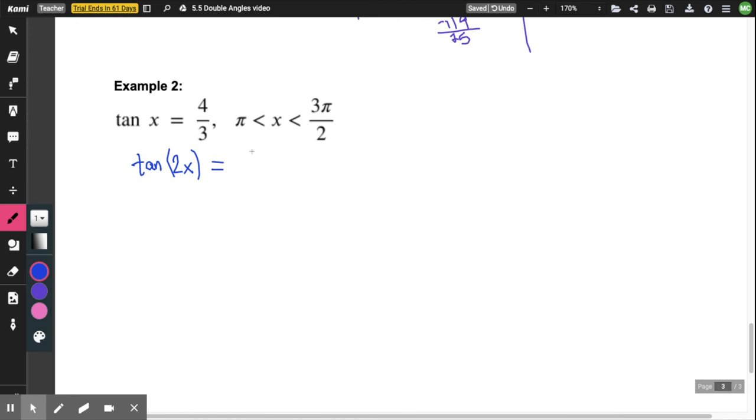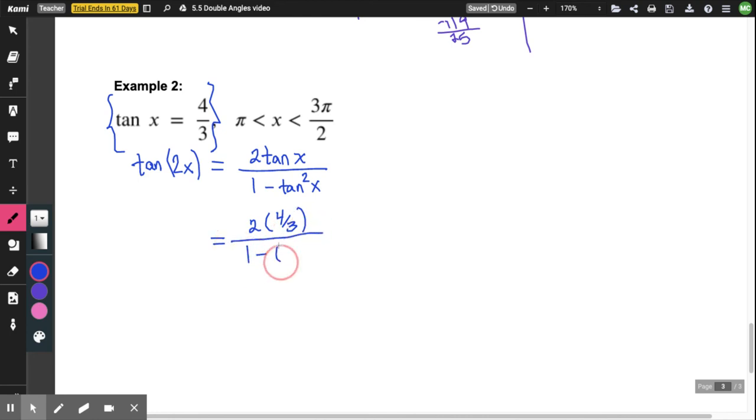I'm going to start by writing down the formula again. So that's 2 tangent of x over 1 minus tangent squared of x. So with this, the only thing I need to know in order to use this formula is tangent of x. And that was actually my given information this time. So I don't even need to draw a picture. I can simply substitute in that information. So this would be 2 times 4/3 over 1 minus 4/3 squared.